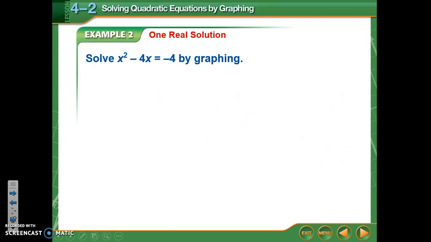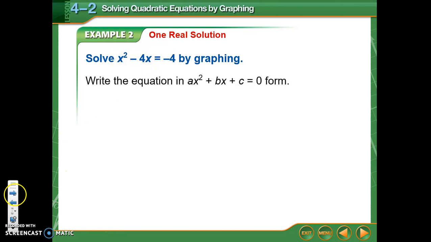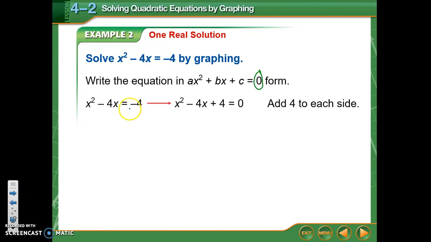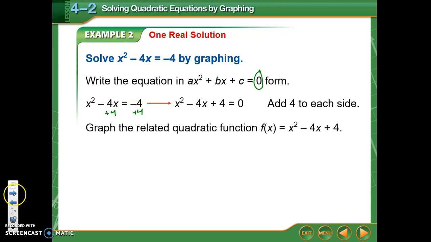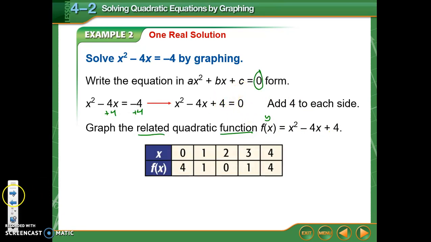So let's take a look at this one. We're going to graph this parabola: x squared minus 4x equals negative 4. The first thing is always to set it equal to 0 before you start graphing. So we're going to add 4 to both sides, and we get x squared minus 4x plus 4 equals 0. And we're going to graph the related function, right? So our equation is equal to 0, but we're going to graph the entire function y equals x squared minus 4x plus 4 to find out where it crosses 0, or where it crosses the x-axis.